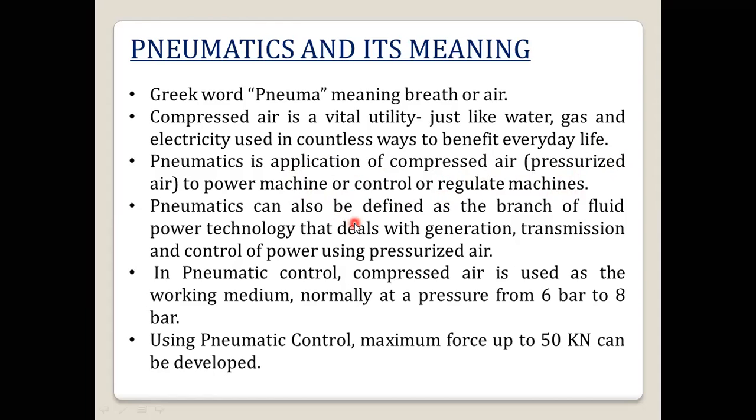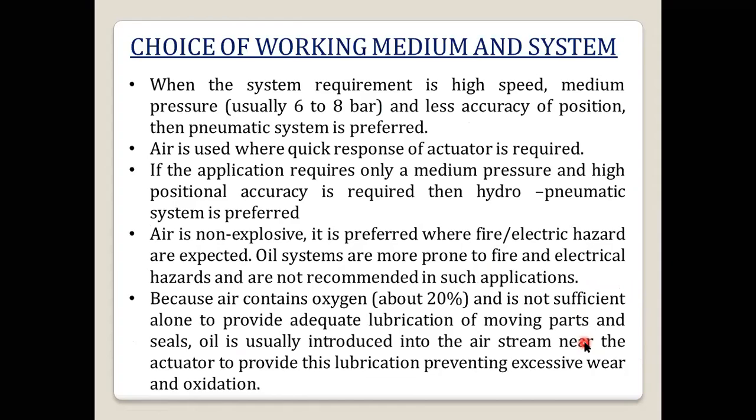So pneumatics can also be defined as the branch of fluid technology that deals with the generation, transmission, and control of power using pressurized air. Okay. In pneumatic control, what happens? The compressed air is used as the working medium, normally at the pressure from 6 bar to 8 bar. So you can observe here that the pressure range is very low, that is 6 bar to 8 bar. Using pneumatic control, maximum force up to 50 kilonewton can be developed.